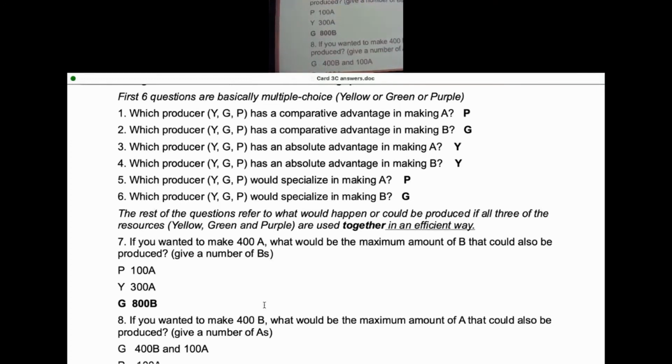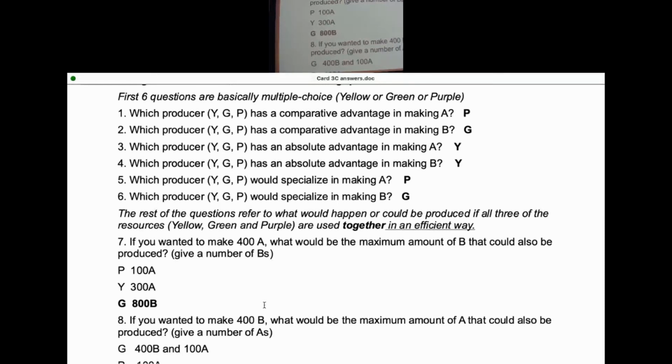Now, what that means is you don't need any more than that. So you may as well just have green make nothing but B, in which case you end up with 800 B. So the answer to that question is 800. That's the most B you could end up with, assuming that you have the 400 A produced in the efficient way. Produced in the efficient way, all that means is you paid attention to cost when you decided who would make what.